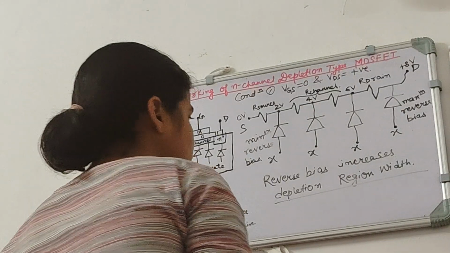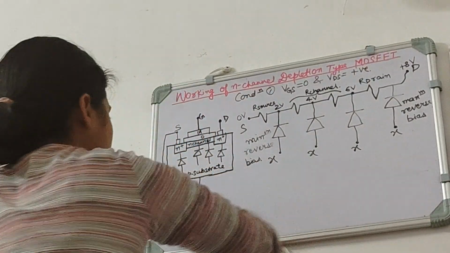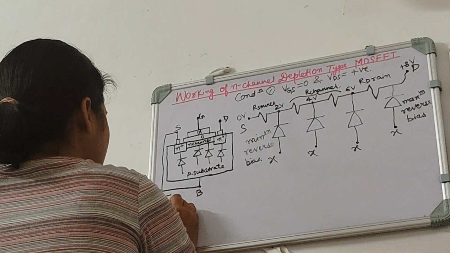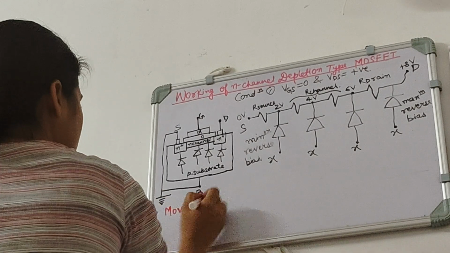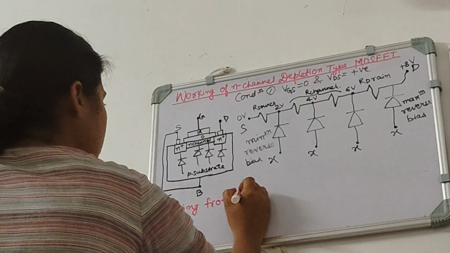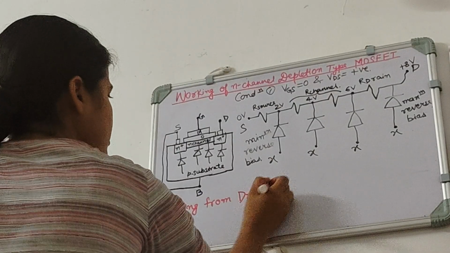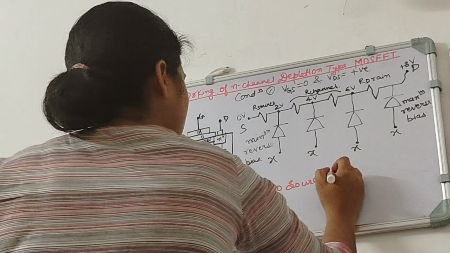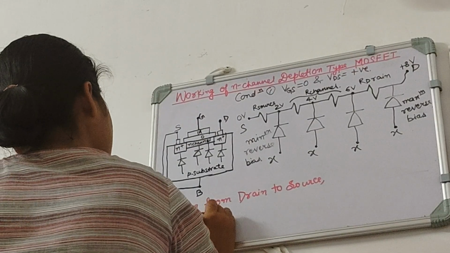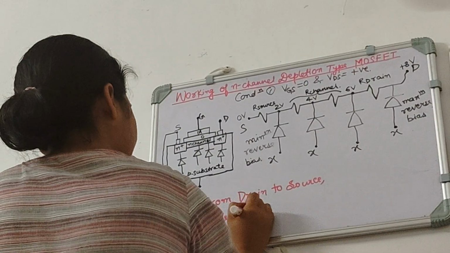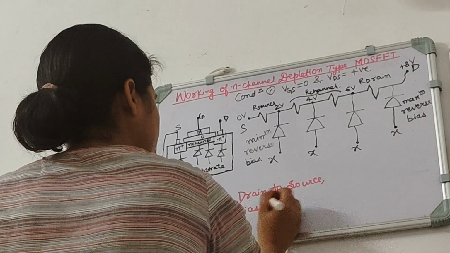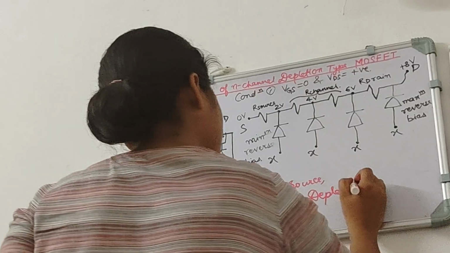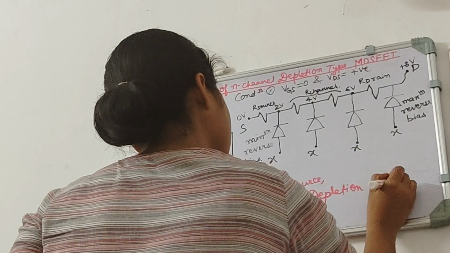So we can say that moving from drain to source side, reverse bias is decreasing, and that's why the depletion region will also decrease.